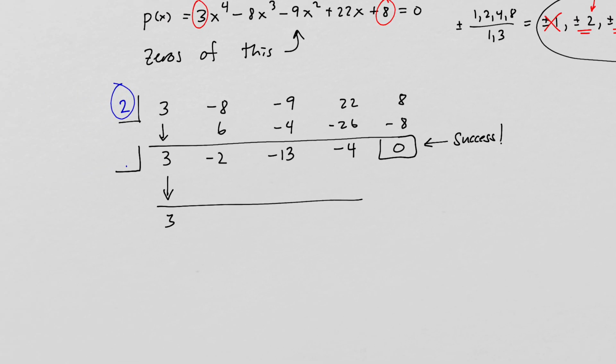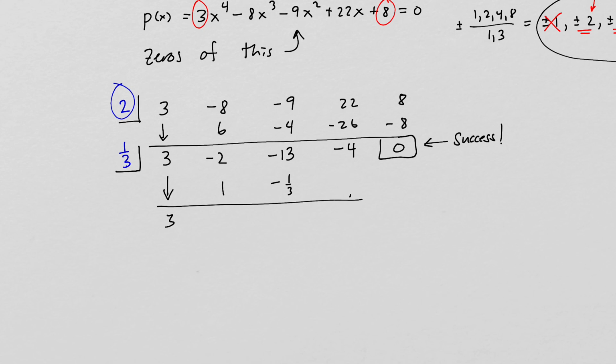So I'm going to try that first fraction, which is 1/3. This can get a little bit tedious, so you got to be careful. 1/3 times 3 is 1. Negative 2 plus 1 is negative 1. 1/3 times negative 1 is negative 1/3. Negative 13 and negative 1/3 is going to be negative 40 thirds. 1/3 times that is negative 40 over 9, and this is definitely not 0. Okay, so that didn't work.